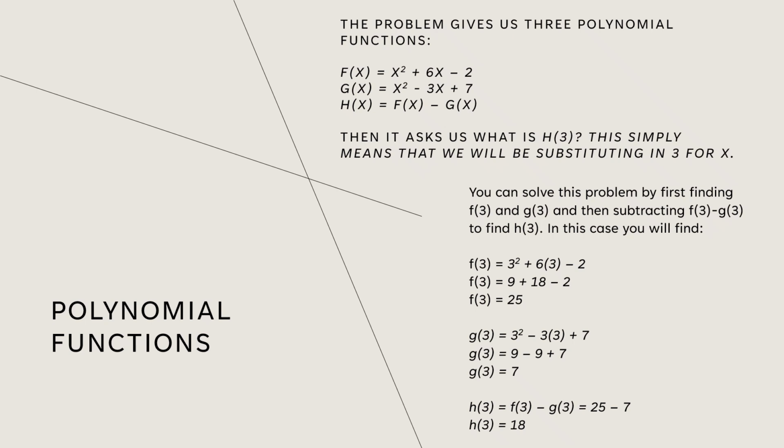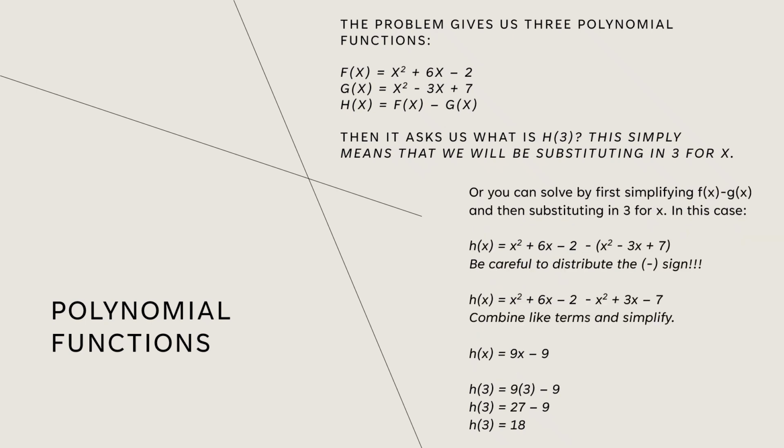For g of 3, again, I'm going to use the g of x polynomial function, and in its place, I'm going to just substitute a 3 for x. So you have 3 squared minus 3 times 3, plus 7. So 9 minus 9 plus 7 is equal to 7. So now to find h of 3, I'm simply going to subtract g of 3 from f of 3. So you have 25 minus 7, and h of 3 is equal to 18.